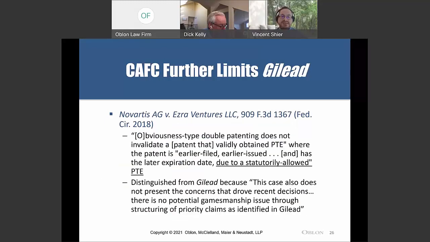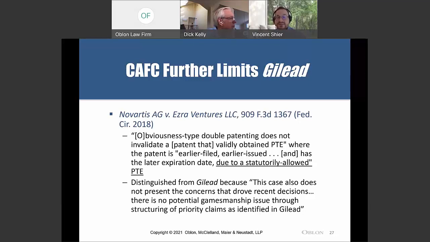In this case, the court held that double patenting does not invalidate a validly obtained patent term extension where the patent is earlier filed and earlier issued and has ultimately a later expiration date, where that extension is due to the statutorily allowed patent term extension. This distinguished from Gilead because the concerns that were posed in Gilead for gamesmanship were not present.